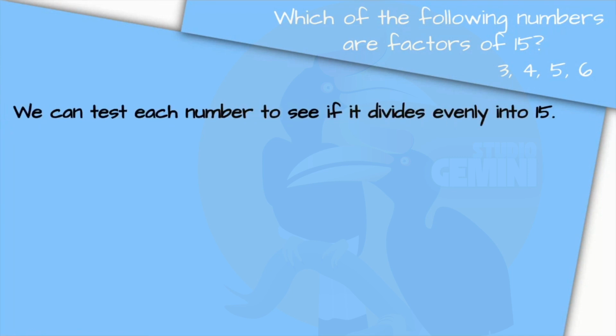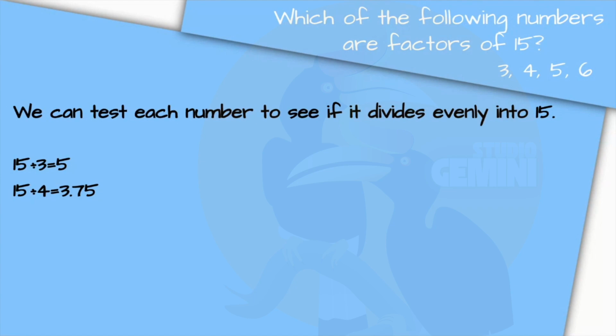Let's try. I'll go with the first choice first, 3. 15 divided by 3 equals 5. This divides evenly, so 3 is a factor. Now I'll try 4. 15 divided by 4 equals 3.75. Since this gives us a decimal answer and does not divide evenly, it is not a factor.